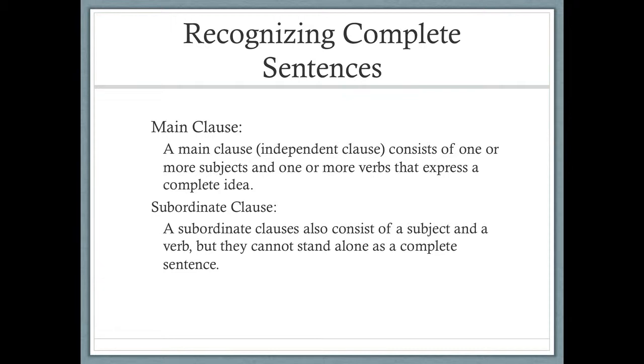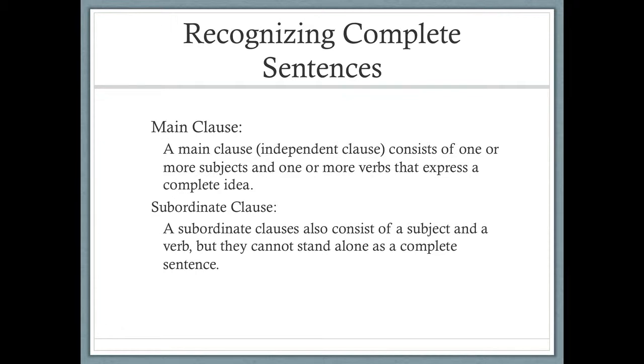A main clause, or an independent clause, consists of one or more subjects. That's the noun of the subject. We talked about that in active-passive voice lessons. And one or more verbs that express a complete idea. So you need to have a complete idea expressed in the independent clause or main clause, and you'll find a subject of the sentence and a verb, a noun and a verb.